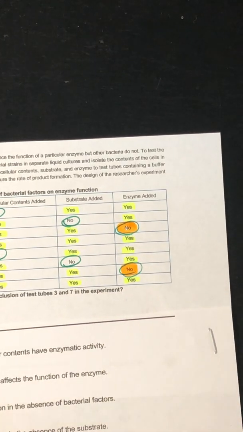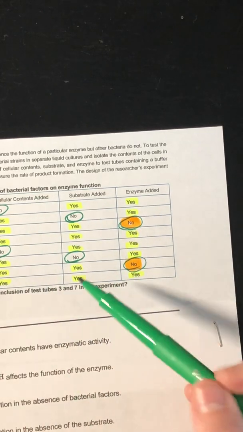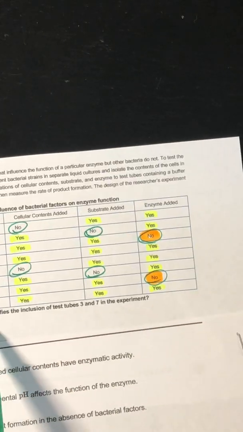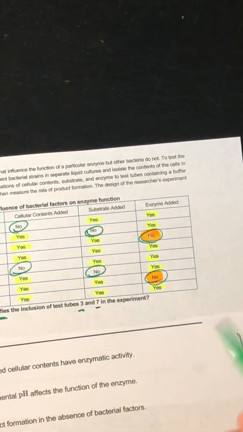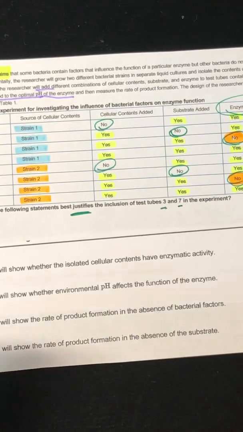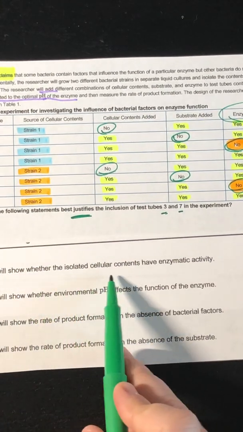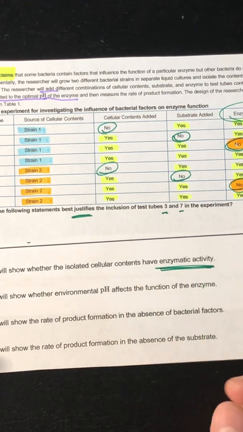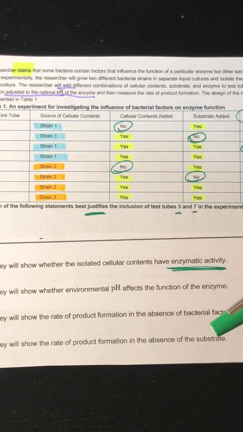So the question was, the design of the researcher's experiment is presented here. All right, so it says, which of the following statements best justifies, okay, so you're justifying why he included test tube 3 and 7. All right, so 7 and 3 are the ones without the enzyme. All right, so you had to go up to the table and figure that out, and there were lots of questions about this table. And the justification is A. They will show whether the isolated cell contents have enzyme activity or not. Because if you don't add the enzymes and then something still happens, then you know that there were enzymes already present in those cells. Okay? So answer number 6, A.